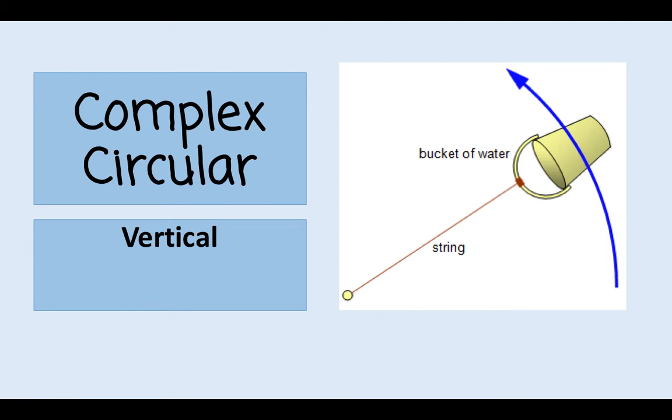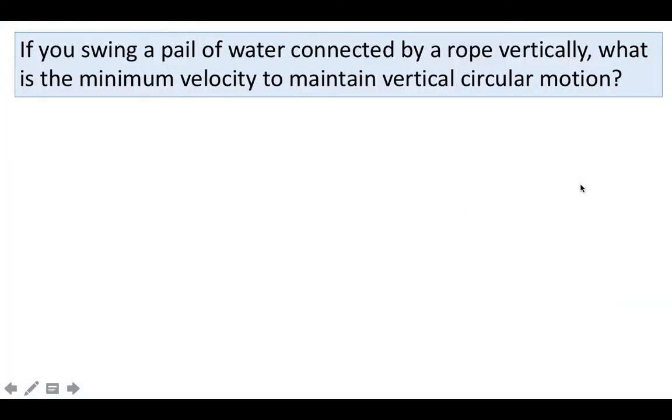We are going to do a problem where we are spinning an object in a circle vertically above our head as opposed to horizontally now. So you can imagine that we have a bucket of water. The bucket is filled with water and it's going to be spun above our head and the water is going to remain in the bucket. We're going to find the minimum velocity needed to maintain that vertical circular motion.